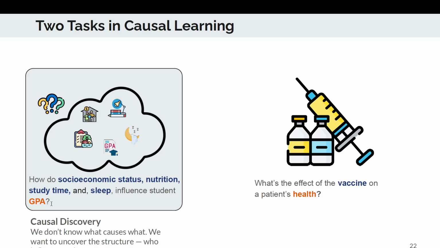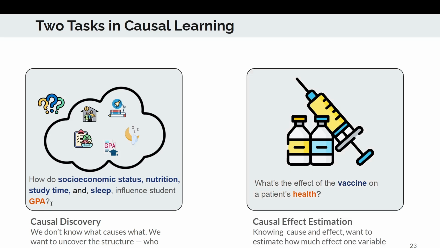So what are these tasks? When we have a set of observations on a number of variables and we want to learn the causal relationship structure between those variables to understand if two variables affect each other, we utilize causal discovery. And when we know the causal relationships between variables, but we want to quantify the effects between these relationships, we apply causal effect estimation.